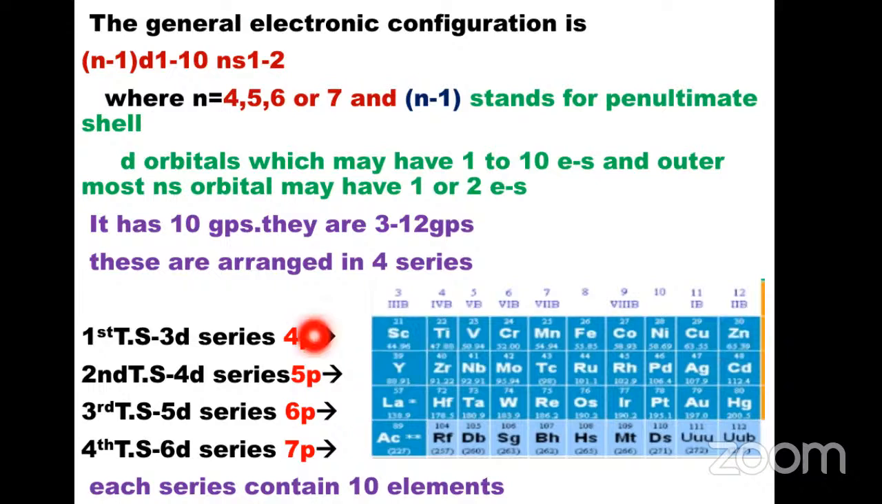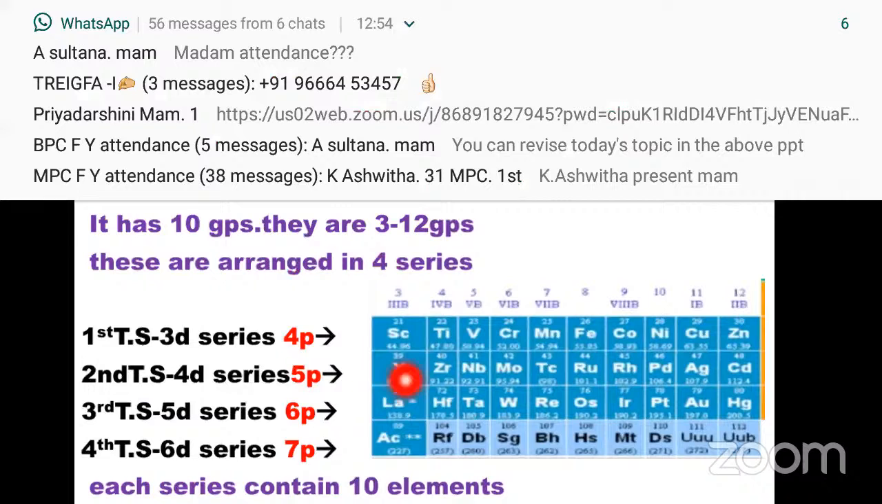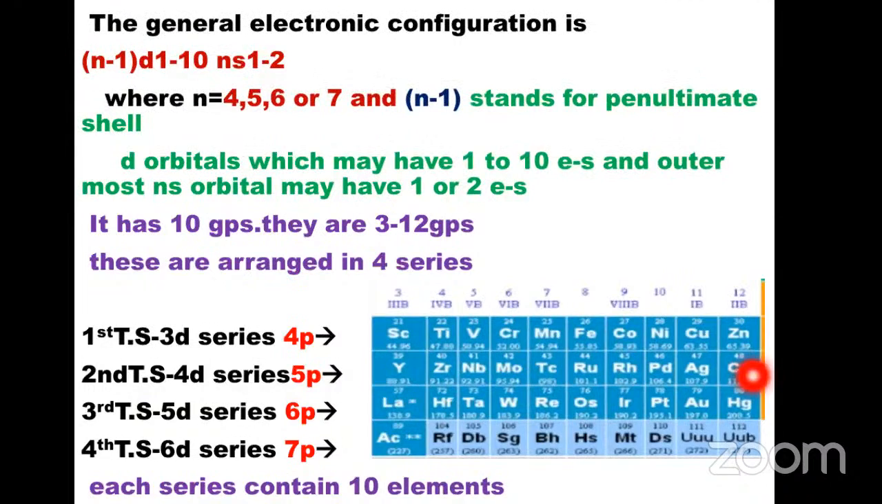And next goes to second transition series. It is the 4D series. It is also fifth period. It started from yttrium. Its atomic number is 39 and ends with cadmium. Its atomic number is 48.